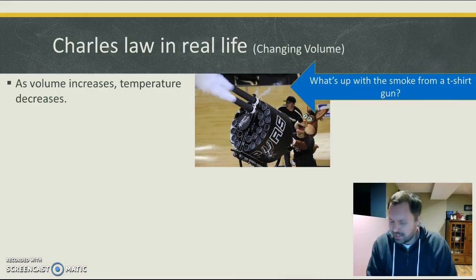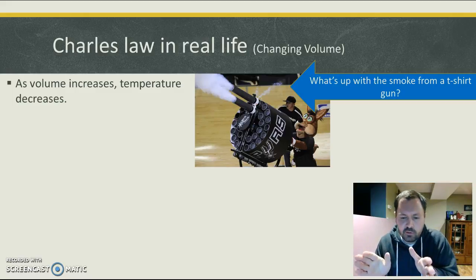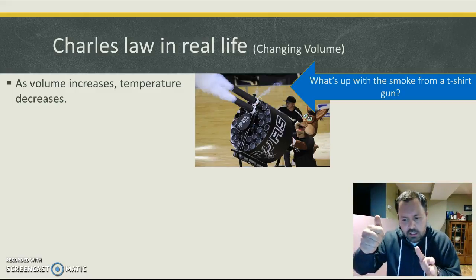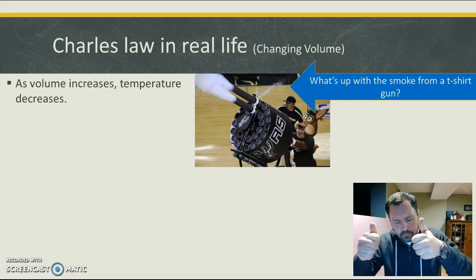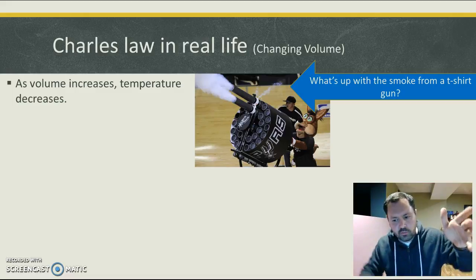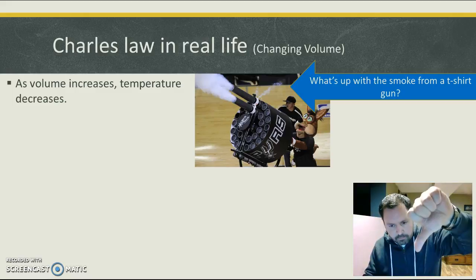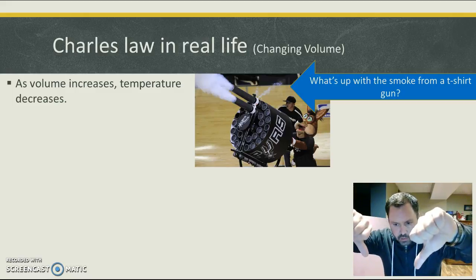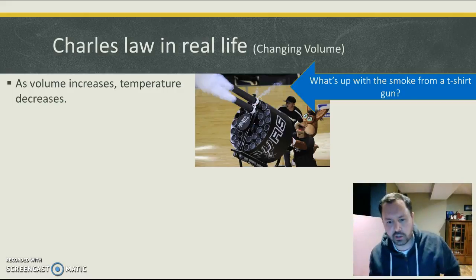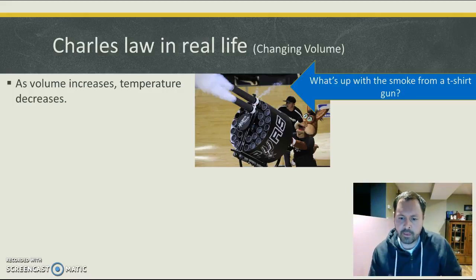Oh, this is interesting. So far we've talked about increasing heat and therefore increasing volume. But what if we switch it around? What if we decrease volume very quickly? If we decrease volume very quickly, we're going to decrease the temperature very quickly. Take a look at this t-shirt gun that the San Antonio Spurs have.